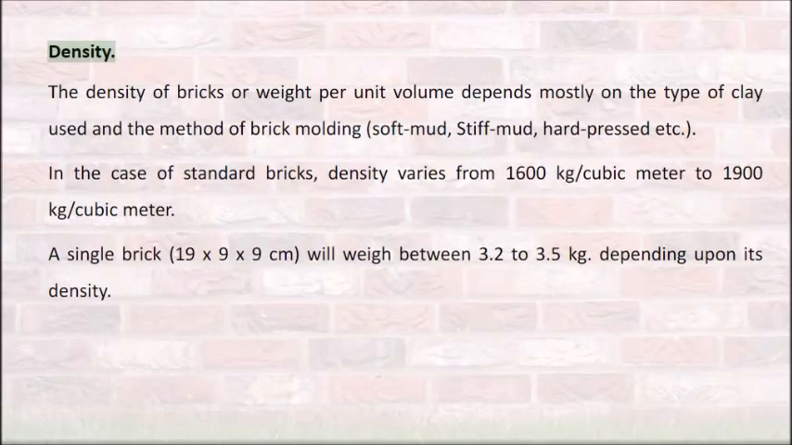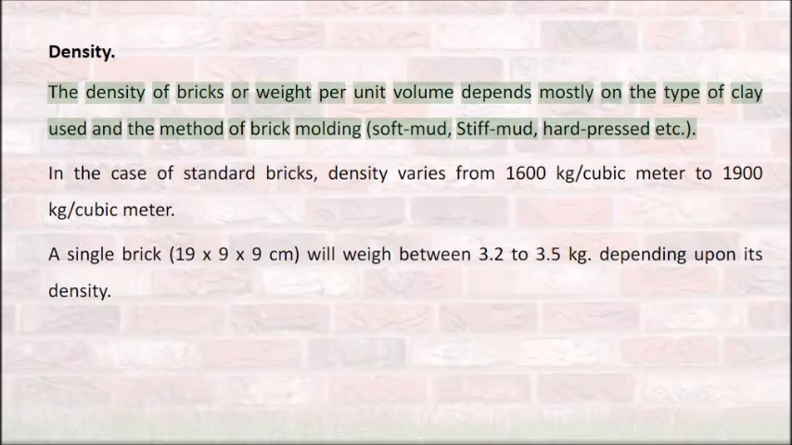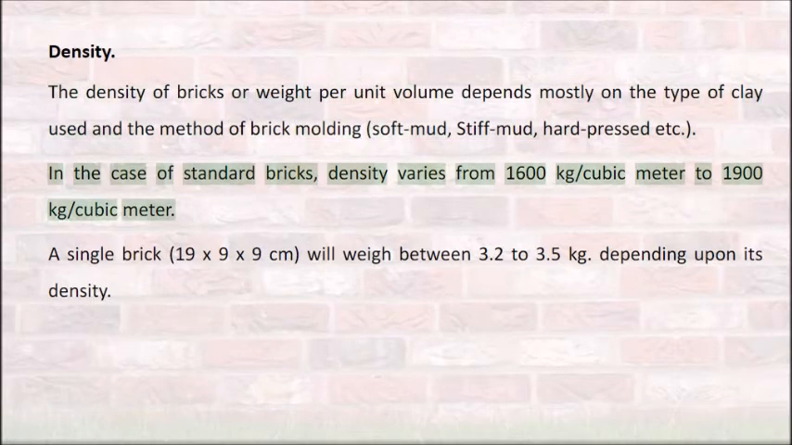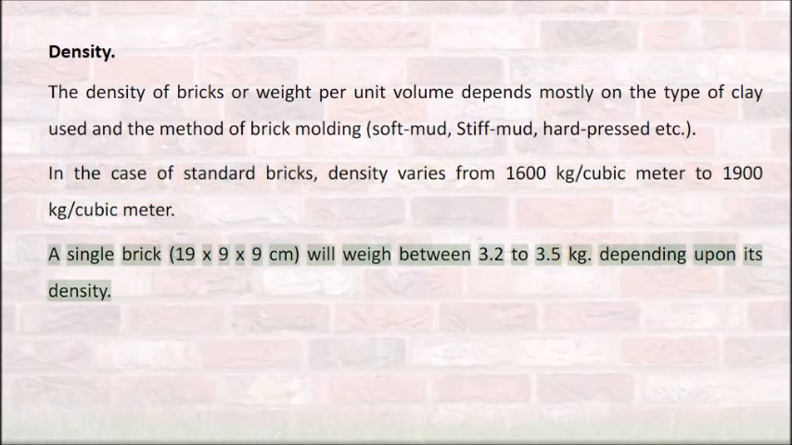Density. The density of bricks or weight per unit volume depends mostly on the type of clay used and the method of brick molding: soft mud, stiff mud, hard pressed, etc. In the case of standard bricks, density varies from 1600 kg/m3 to 1900 kg/m3. A single brick, 19 x 9 x 9 centimeters, will weigh between 3.2 to 3.5 kilograms, depending upon its density.